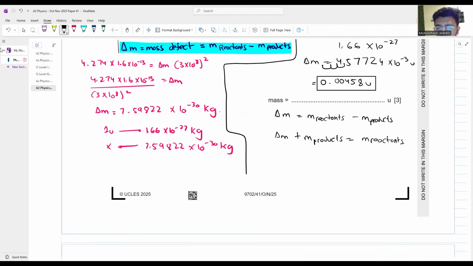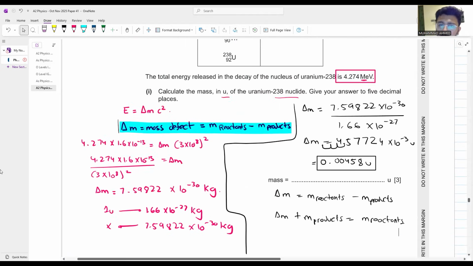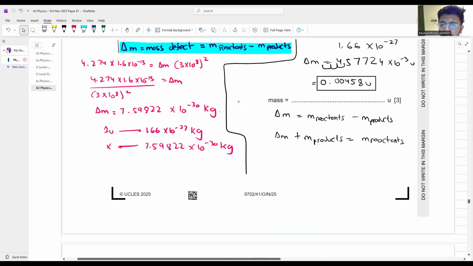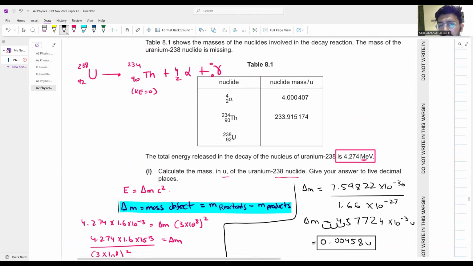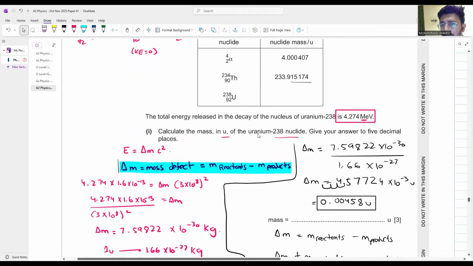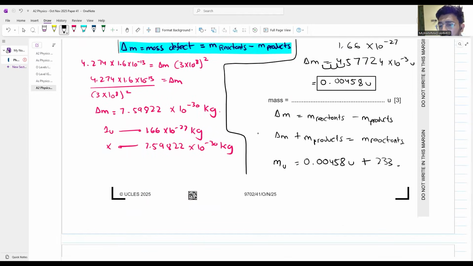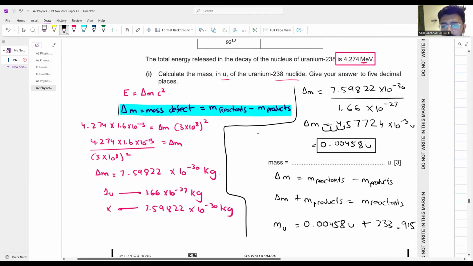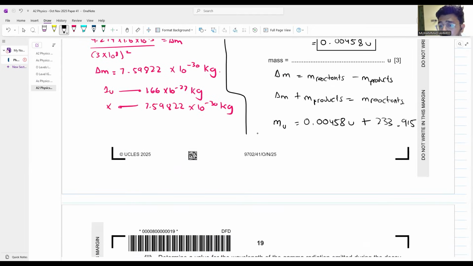Can you realize there is only one reactant? There is only one reactant, that is uranium. How will you calculate the mass of uranium? Mass defect, that is 0.00458u. What are the products? Thorium, whose mass will be 233.915. Oh, so many decimal places.